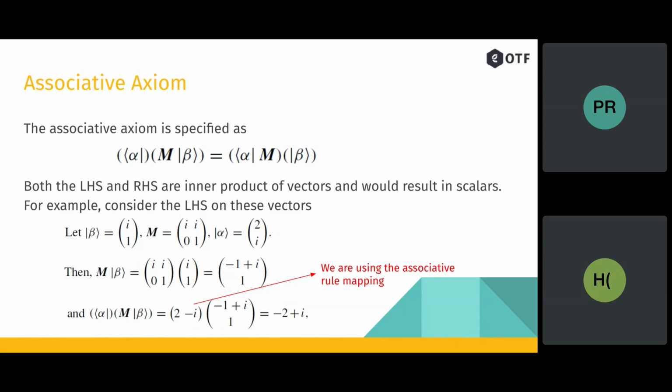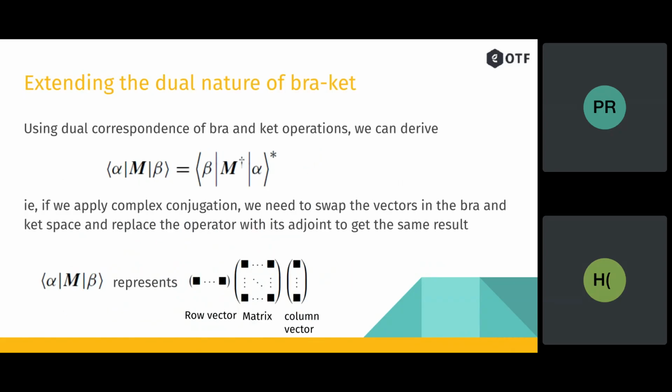So what is this representing? It is representing that A into BC equals AB into C. We can do a similar multiplication for bra alpha into M, and then multiply later by beta, and ultimately both of them turn out to be the same.